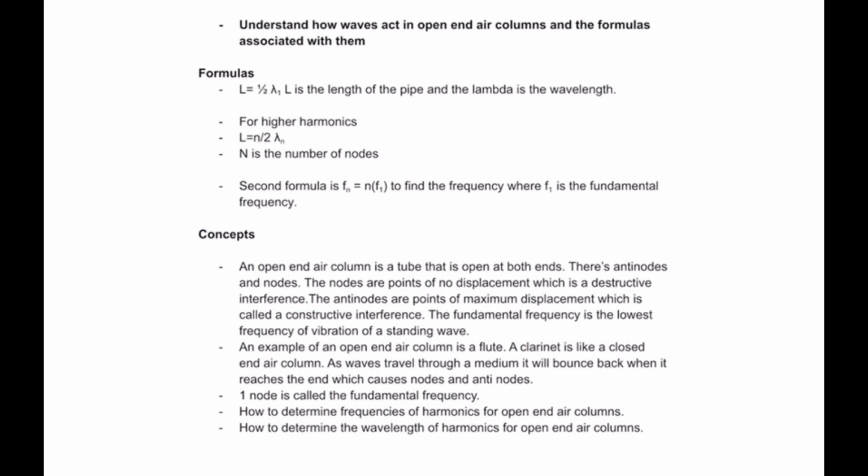You should know that an example of an open-end air column is a flute, and a clarinet is like a closed-end air column. As waves travel through a medium, it'll bounce back when it reaches the end, which causes nodes and antinodes. One node is called the fundamental frequency. And you should also know how to determine frequencies of harmonics for open-end air columns and what formula goes with it. And you should also know how to determine the wavelength of harmonics for open-end air columns and which formula is associated with it. And you can pause the video if you want to reread all of this and see the formulas one more time.